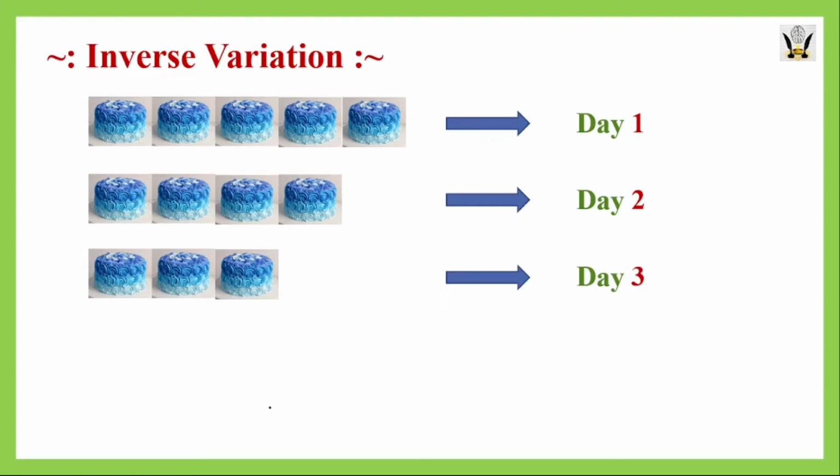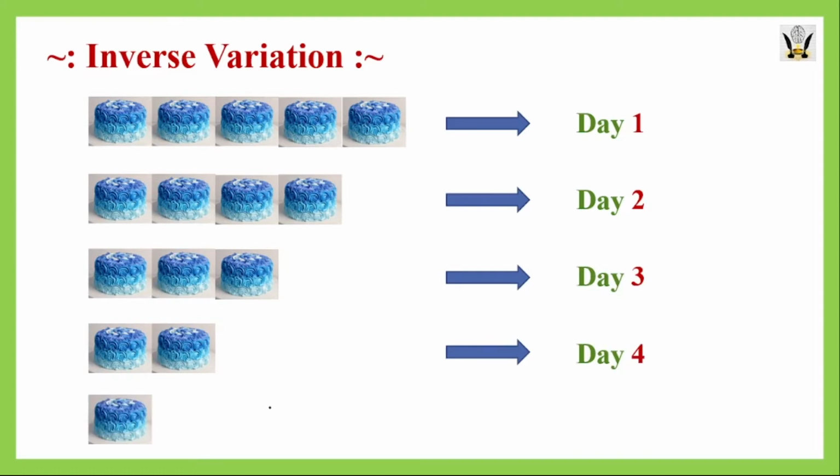Again on day 3 we will be eating one more cake, and on day 4 we will have 2, and again we will be eating one more cake on day 4, and on day 5 we will have only one cake. And then if we eat that cake also, then on day 6 we will be left with no more cake. So what we have seen here: if we represent the number of cakes as one quantity, and the day as another quantity.